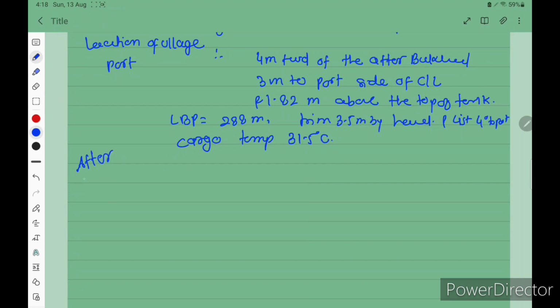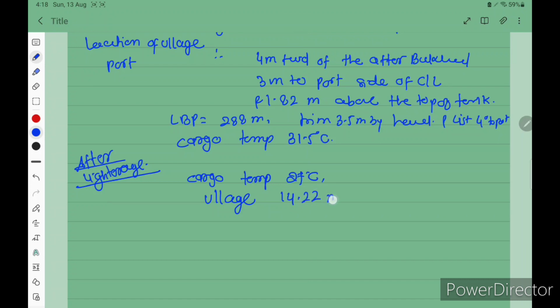After lighterage, cargo temperature 27 degree centigrade, ullage 14.22 meter by tank radar.